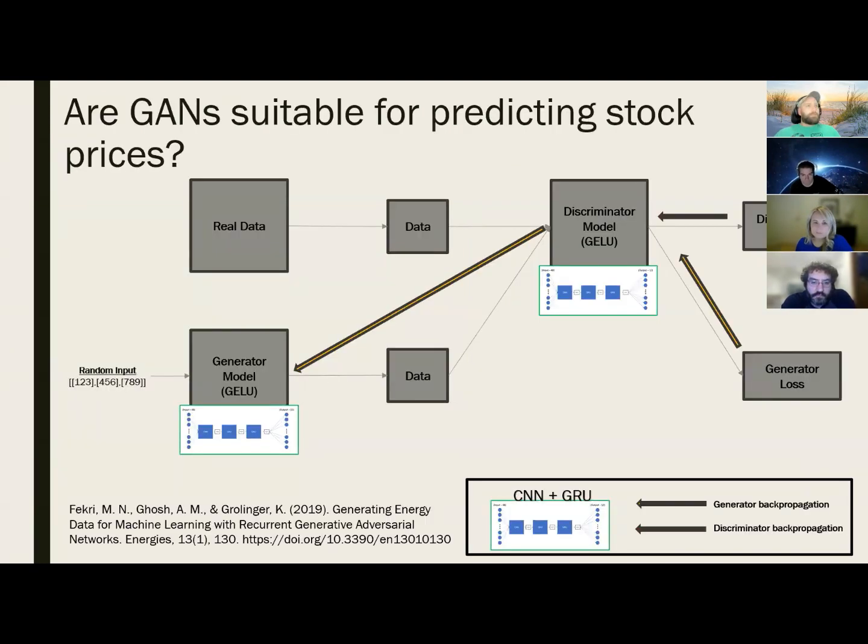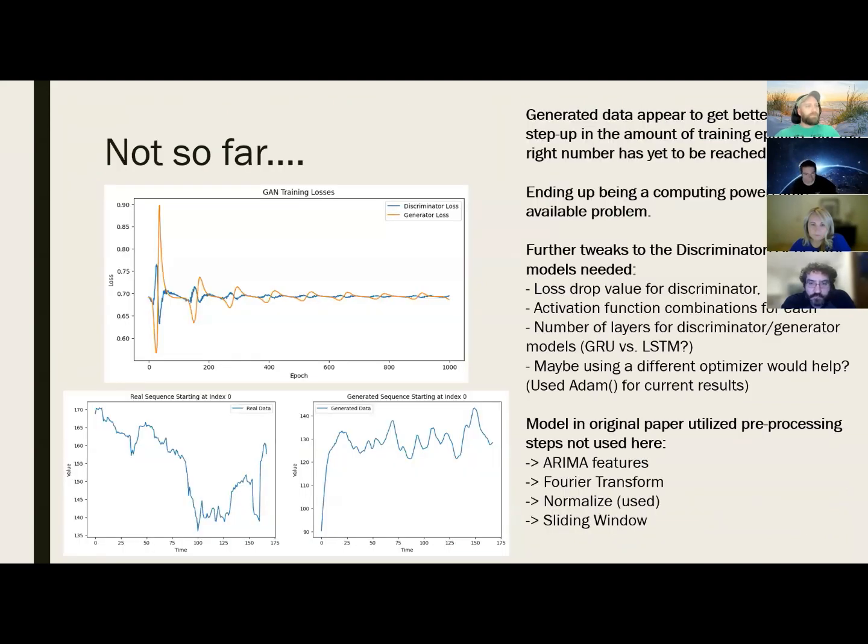Next, after using pretty straightforward model architectures, I was finally able to get the generative adversarial network running for this data. Basically, having a generator model and discriminator model both running GRU layers. However, it didn't really produce very useful results. You can see during training losses, the generator and discriminator were basically battling it out and started to level out towards the 1000th epoch. And as you can see toward the bottom, the generated data on the right hand side of that facet plot wasn't really looking anything like the real data for that sequence starting at index 0.